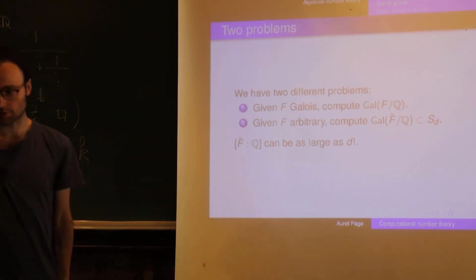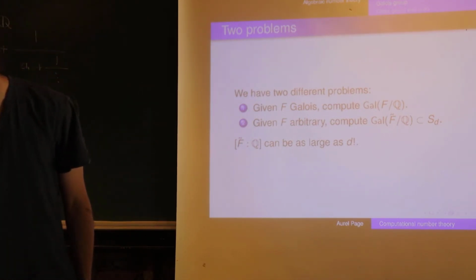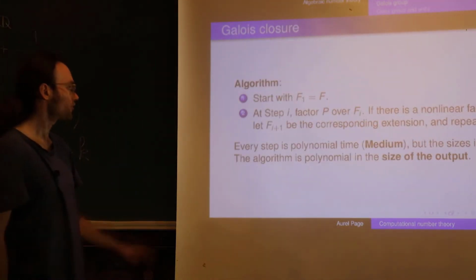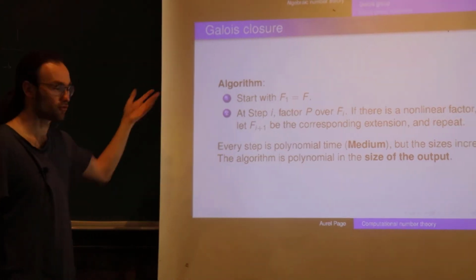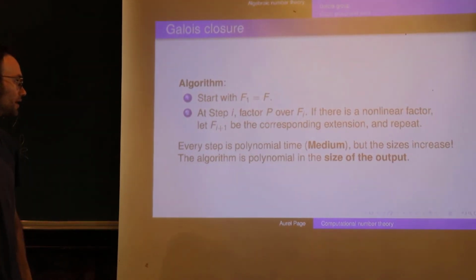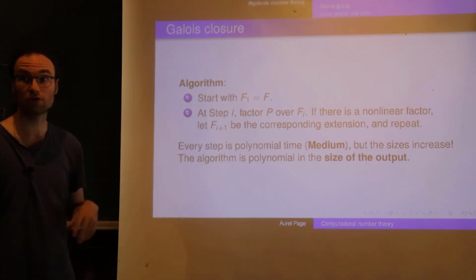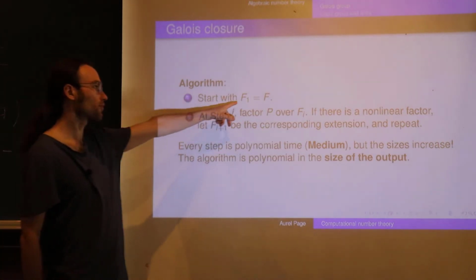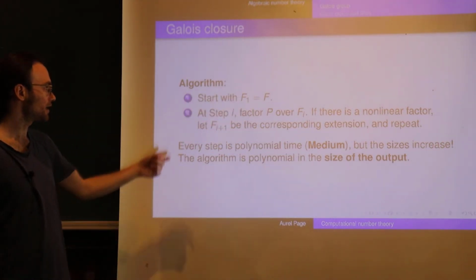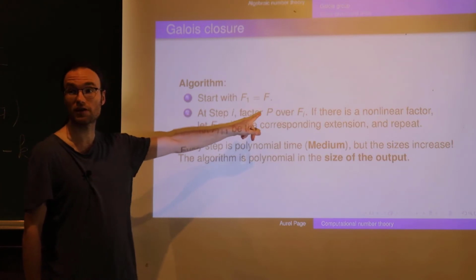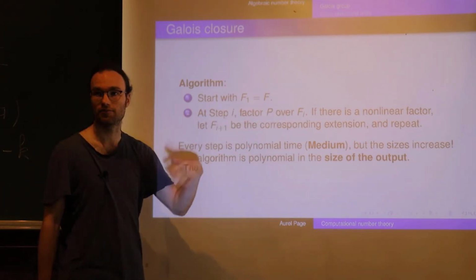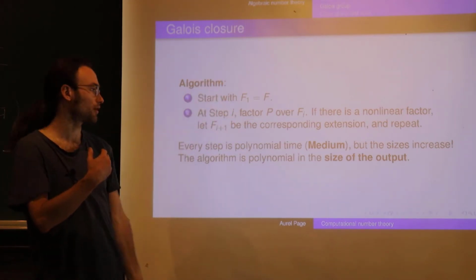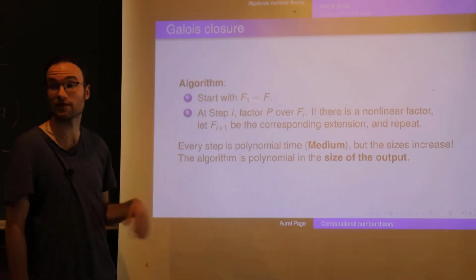So I will tell you a little bit about what you can do in these two cases. Maybe first, how you can relate the two is by computing the Galois closure. So how do you compute the Galois closure? You need to adjoin roots until you find the Galois closure. You start with the field that you had, and at every step, you factor the defining polynomial over the current field that you have. If you find a nonlinear factor, it means you can do a non-trivial extension. So you do that extension and you repeat.